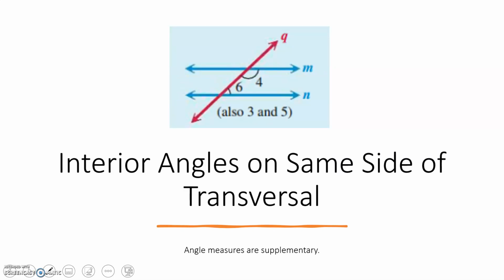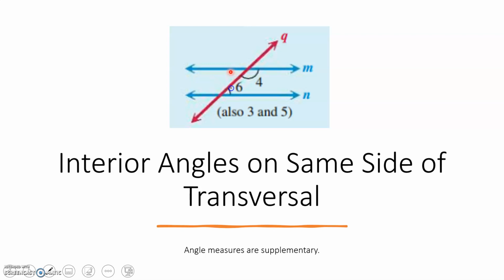And then the last ones we're going to look at are interior angles on the same side of the transversal. These are angles on the same side of the transversal, but they're both inside the parallel lines. If this is the case, these angles are what we call supplementary. Recall that supplementary angles are two angles that sum up to 180. So in this case, 4 and 6 are interior angles on the same side. That means when you add angle 4 and angle 6, you'll get 180 degrees.